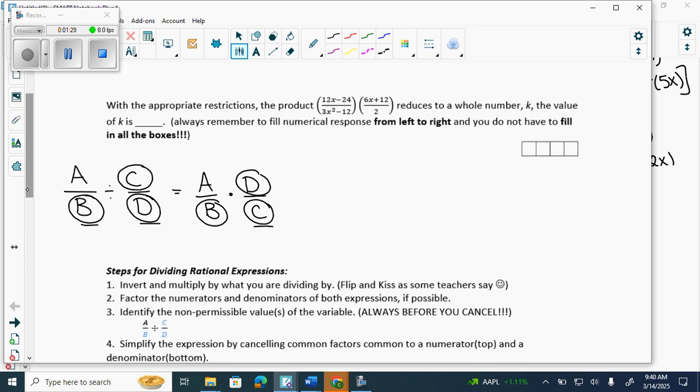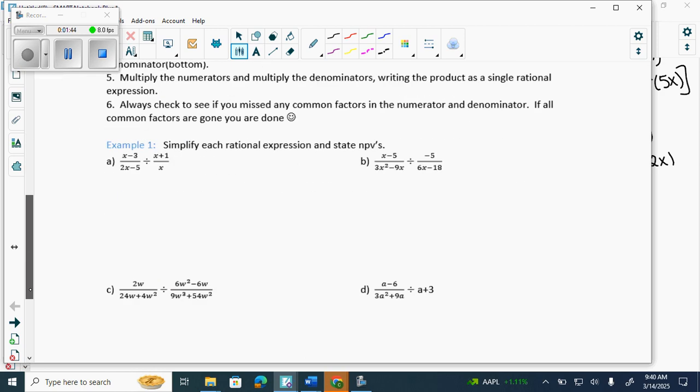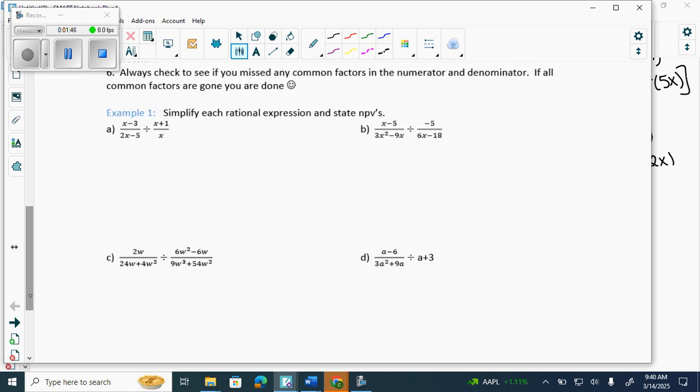That's it. Literally. That's the extra. We state non-permissible value for that top right. Other than that, we're going to flip and we do multiplication just like yesterday. So it's nothing crazy. Okay? So here it says C, D, B. See that? So let's look at number 1. Simplify each rational expression and state non-permissible values. So let's simplify them all first.